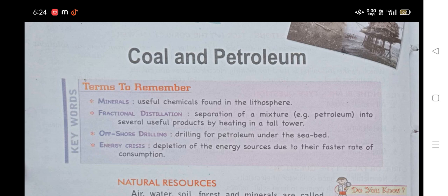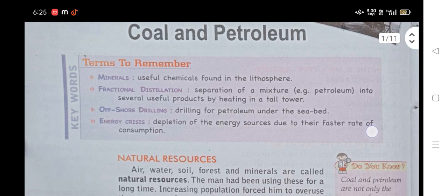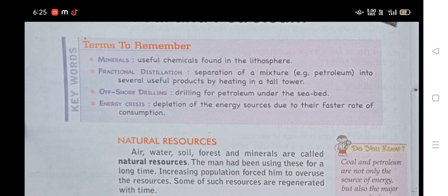Minerals: useful chemicals found in the lithosphere. Fractional distillation: separation of a mixture, for example petroleum, into several useful products by heating in a tall tower. Offshore drilling: drilling for petroleum under the seabed. Energy crisis: depletion of the energy source due to their faster rate of consumption.